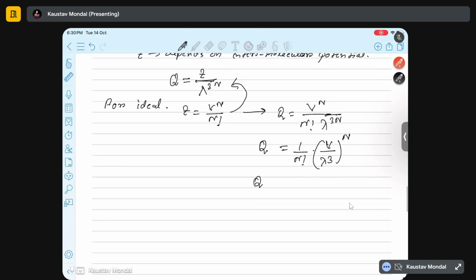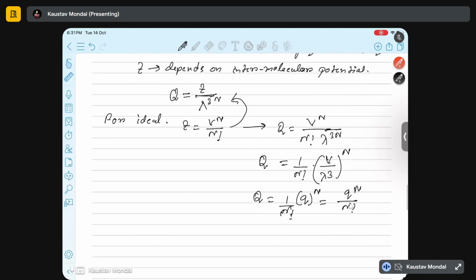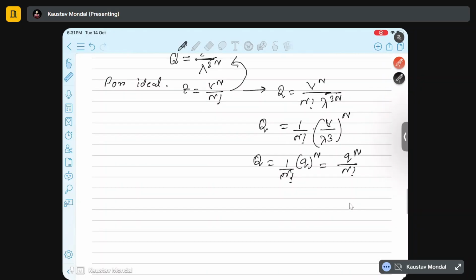Now it looks like 1 by N factorial into V by lambda cubed to the power N. V by lambda cubed is written as q, the molecular partition function, so q to the power N by N factorial. This is the expression of the capital Q. So by taking Z equal to V to the power N by N factorial, it gives you the translational partition function, right? For ideal gas, we know the partition function gives only the translational part, and that is true here also. Okay.